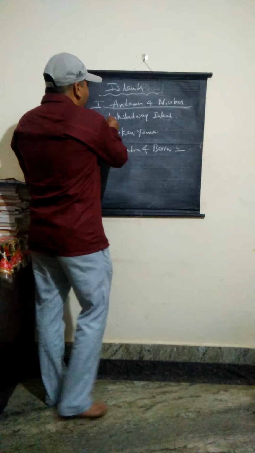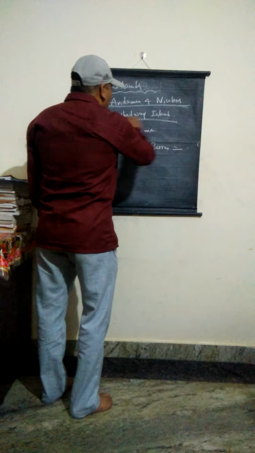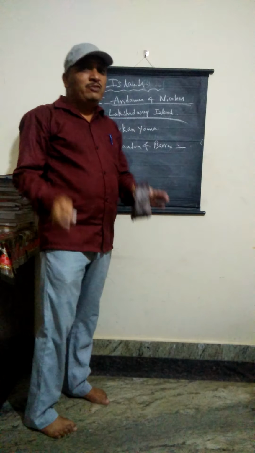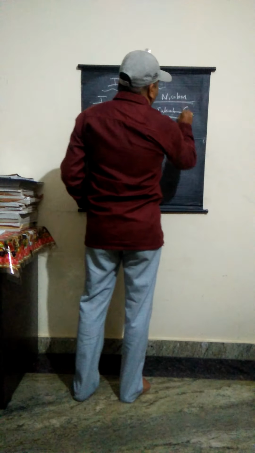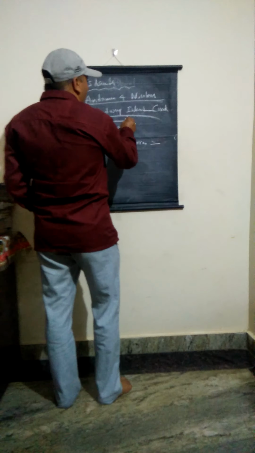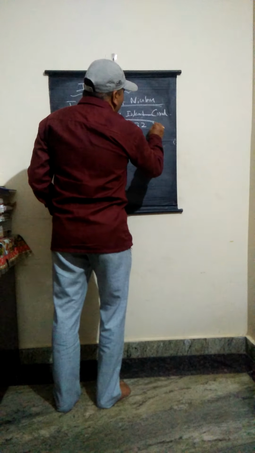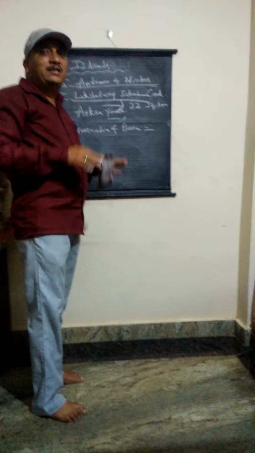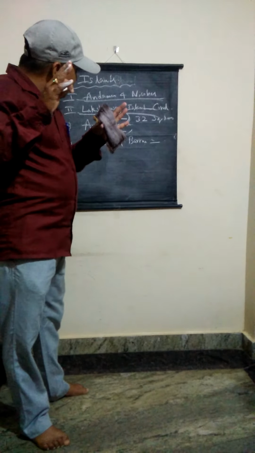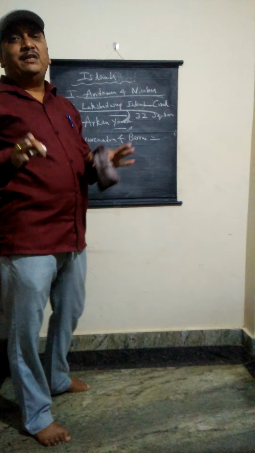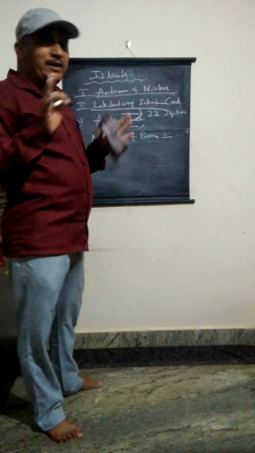So let us discuss Lakshadweep Island. The feature of the Lakshadweep Islands is that they are of coral origin. Its geographical area is 32 square kilometers. These type of islands are very rich in a variety of flora and fauna.